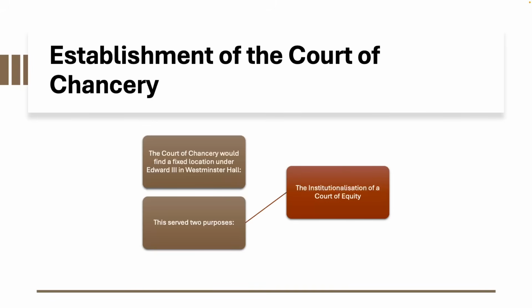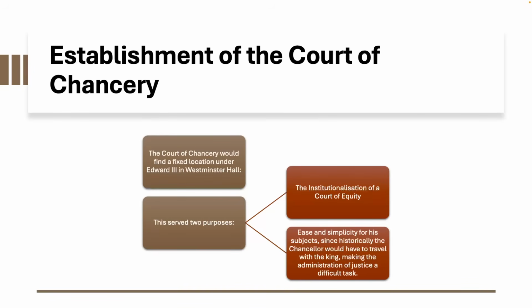This served, like I said, two purposes. It institutionalized the Court of Equity, and it made for ease and simplicity, since historically the Chancellor would have to travel with the King, making the administration of justice a difficult task. So as I mentioned on the previous slide, there were practical reasons why we should establish a Court of Chancery that didn't move or go anywhere, in order to have people hear those cases there, rather than them having to try and find where we are in England.